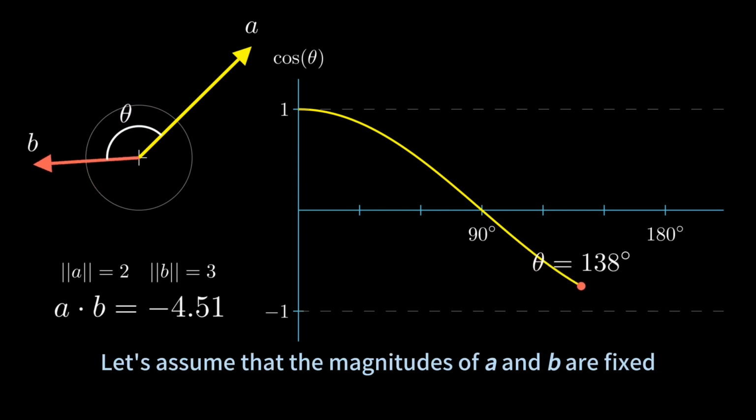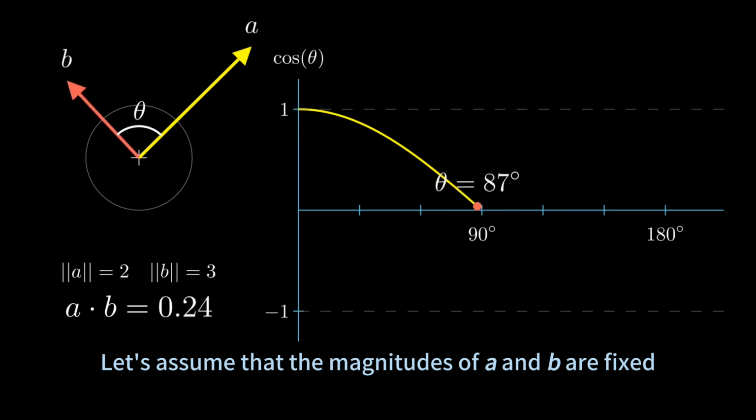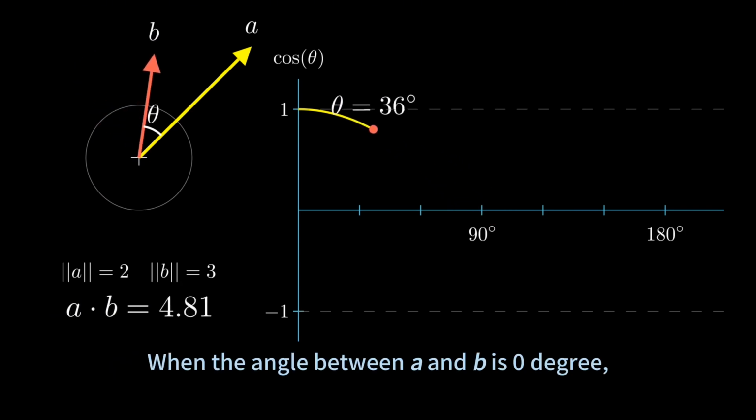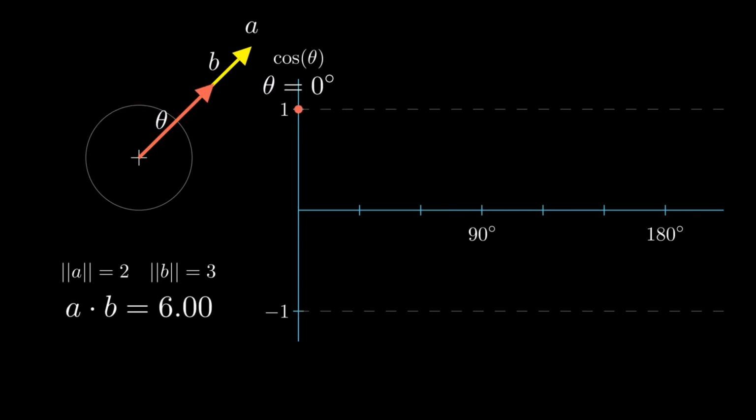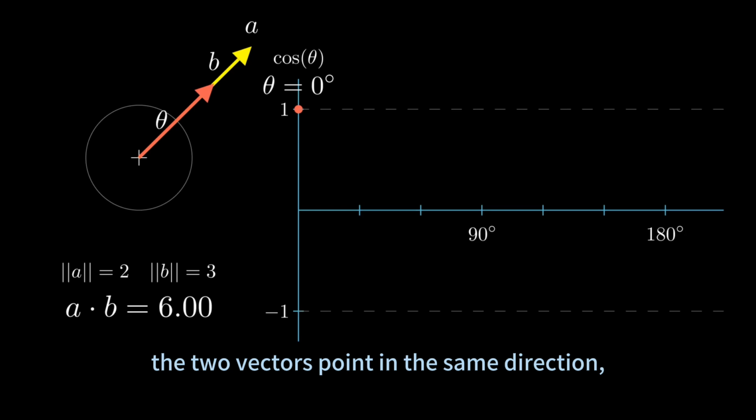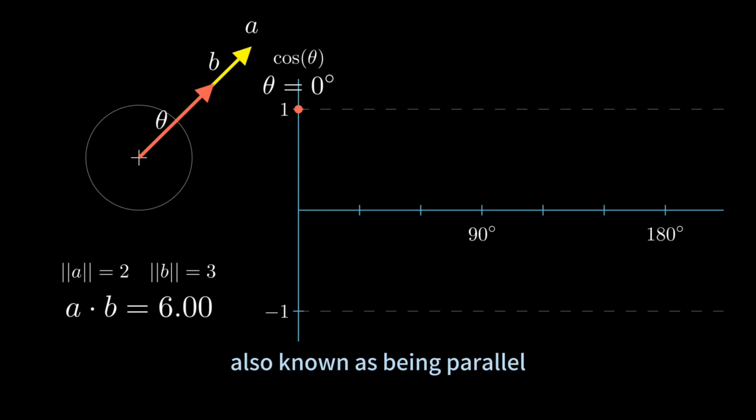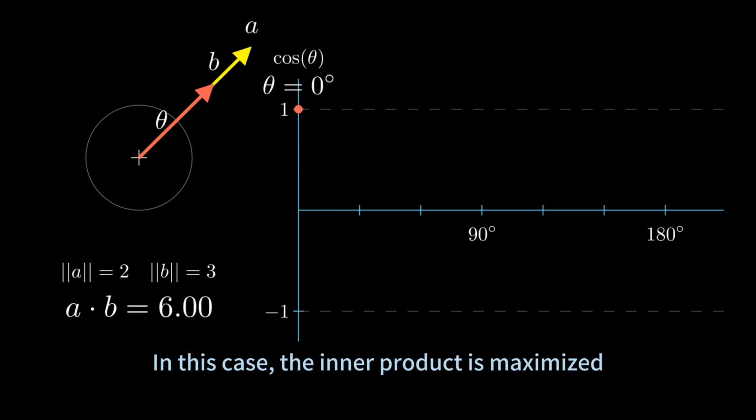For two non-zero vectors A and B, their inner product varies as the angle theta changes. Let's assume that the magnitudes of A and B are fixed. When the angle between A and B is 0 degrees, the two vectors point in the same direction, also known as being parallel. In this case, the inner product is maximized.